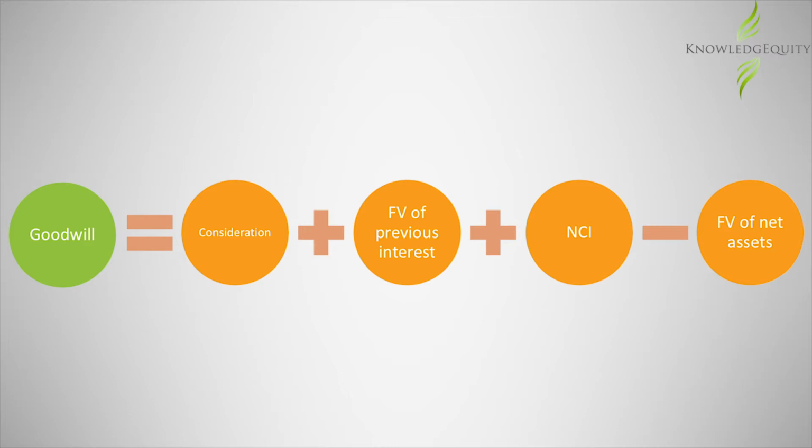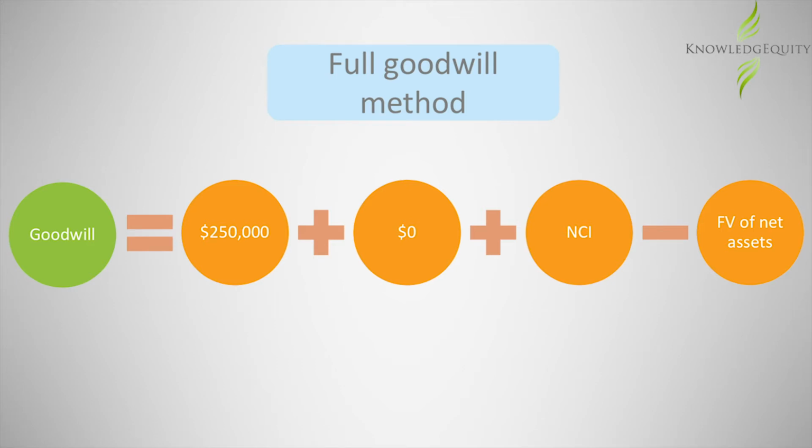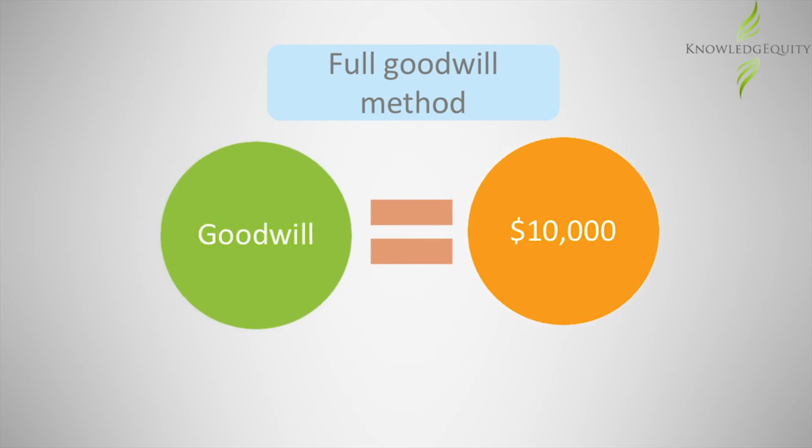What is the value of goodwill if Alpha adopts the full goodwill method? We would need to substitute the amounts into the goodwill formula. Consideration is $250,000. Alpha Limited did not own any previous equity interest in Beta Limited, so this is 0. As Alpha Limited uses the full goodwill method, the amount of NCI will equal the fair value of shares held by the non-controlling interest shareholders, which is $60,000. The fair value of the identifiable net assets is equal to $300,000. Therefore, goodwill will be $10,000.